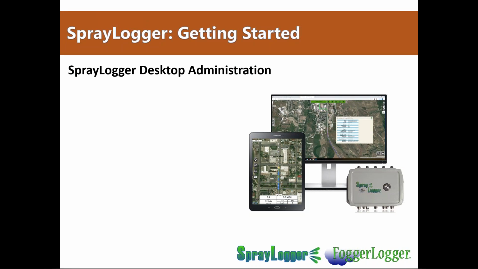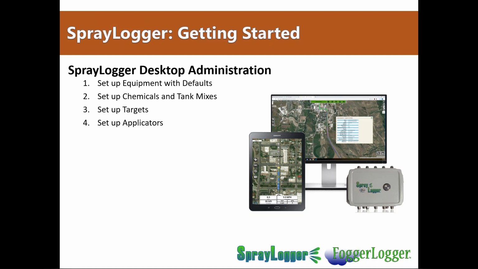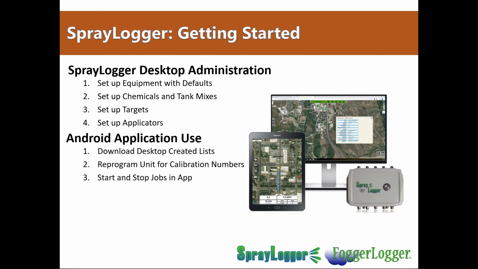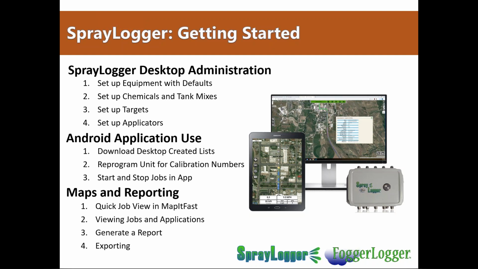So first things we're going to cover is the SprayLogger desktop administration, where we're going to go over how to set up your equipment default, your chemicals, targets, and your applicators. That way you've got some drop-down menus available for your applicators out in the field, and that information carries over. Next, we're going to go over how that information is downloaded to the device in the field, and then how it is used so that jobs can start and stop. And then finally, the maps and reporting that are available once that information is in the system that administrators can generate for customers. They can export out in various formats.